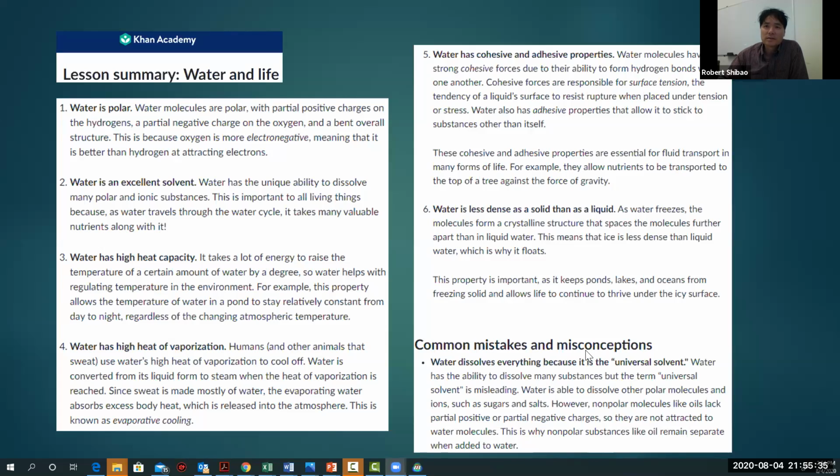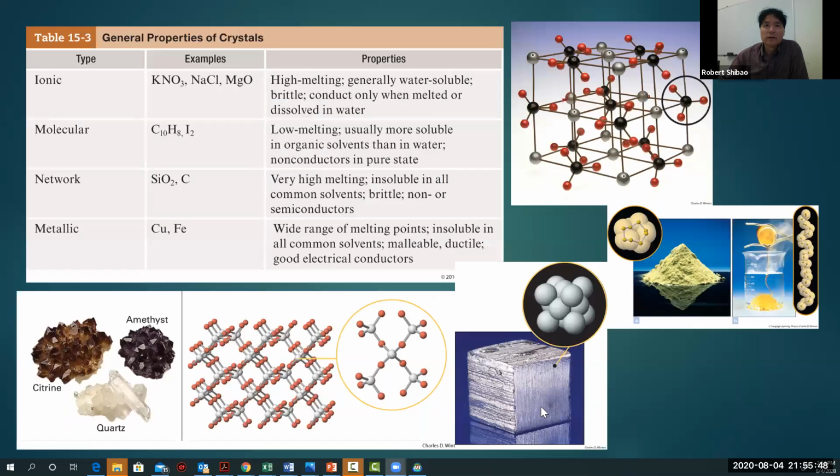Here, common mistakes and misconceptions. Water dissolves everything because it's a universal solvent. That's not true. It doesn't dissolve oil. Water dissolves sugars and salts, but there are lots of insoluble salts, because the lattice is just too strong. But oil doesn't. All right, that's liquids.